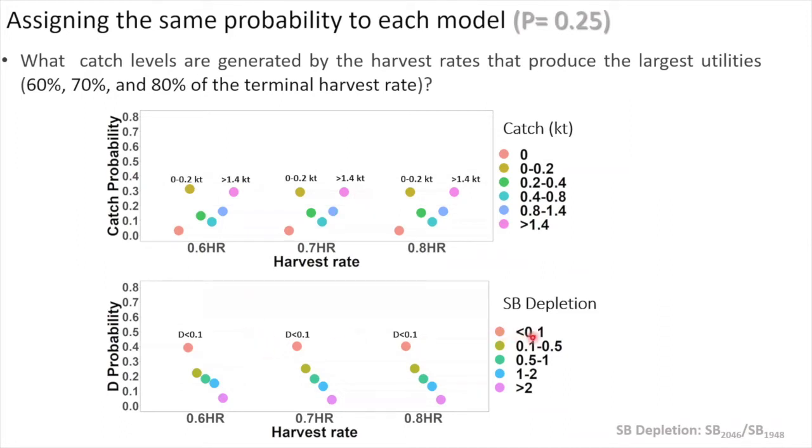And the second plot here shows what spawning biomass depletion levels are generated by those harvest rates. We can see that in most of the simulations, depletion levels will stay below 0.1 with a probability around 0.4. Please note that the depletion is calculated as the ratio between the spawning biomass at the end of the projection in 2046 and the spawning biomass at the beginning of the fishery in 1948.